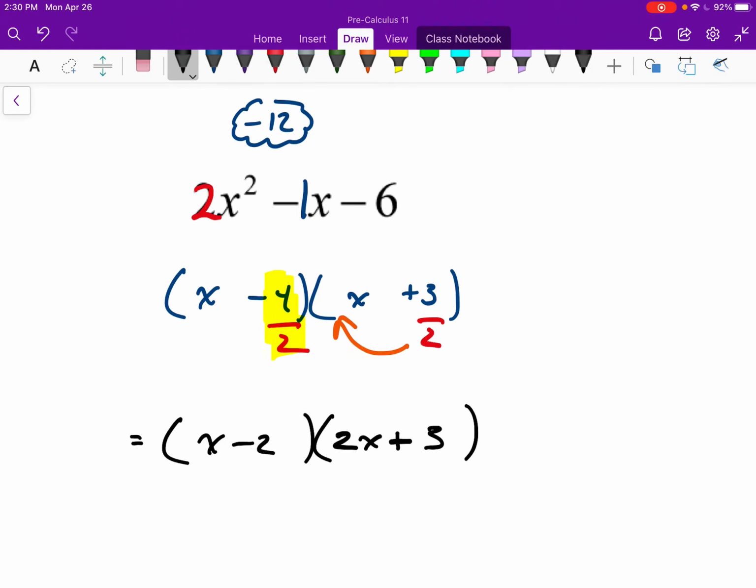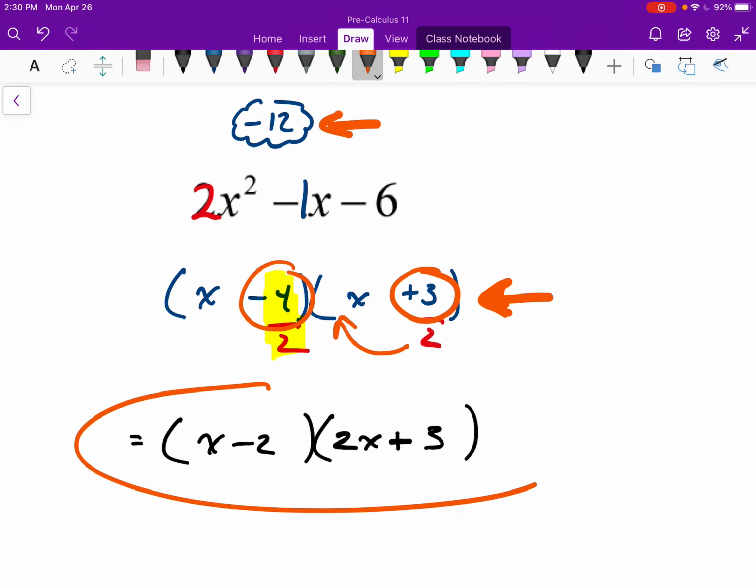It's really quite quick compared to factoring by grouping. But the key is realizing this step in the middle was really important. Those two numbers that multiply to negative 12 and add to negative 1, in this case negative 4 and positive 3, were not my factors, but they led me towards my factors. My factors are right here. And if you're ever unsure, FOIL it out. You'll get back to where we started.